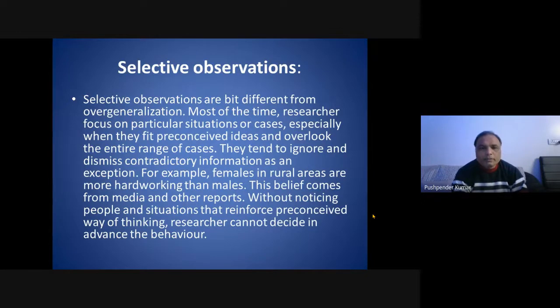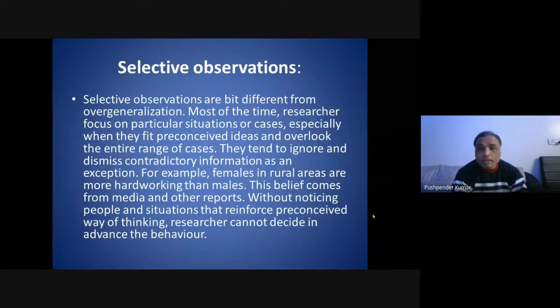For example, females in rural areas are more hardworking than males. This belief comes from media and other reports too. Without noticing people and situations that reinforce a preconceived way of thinking, the researcher cannot decide the behavior in advance. So you cannot be selective over here, right?